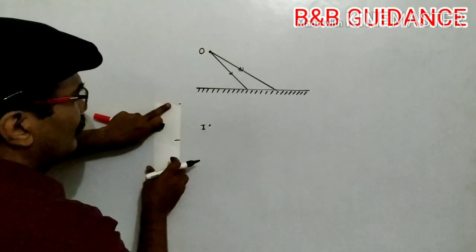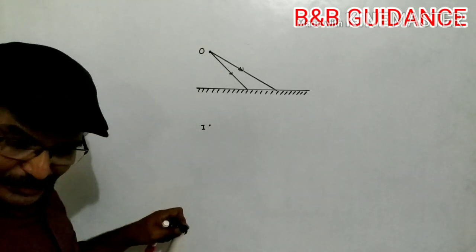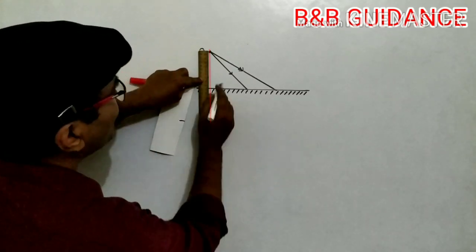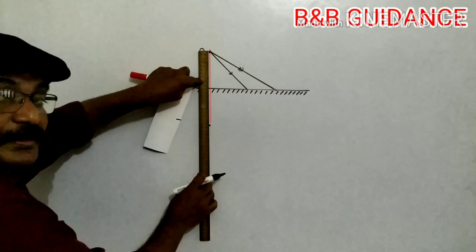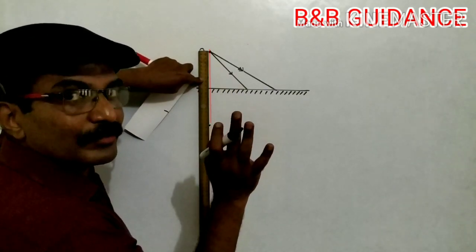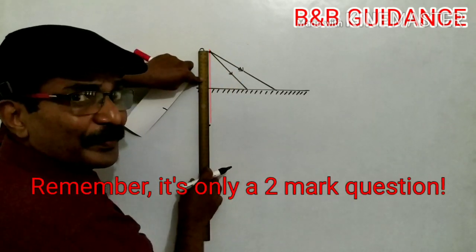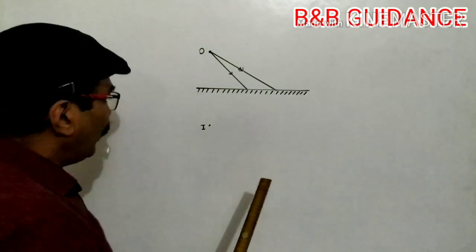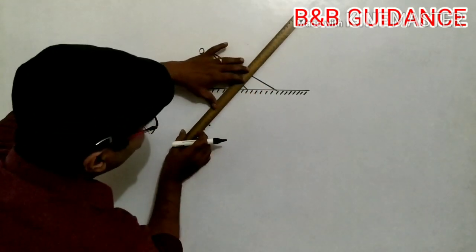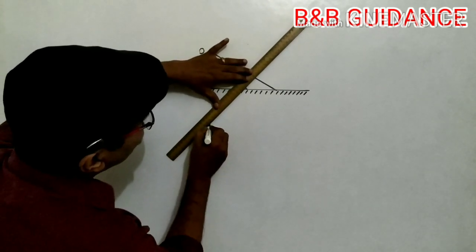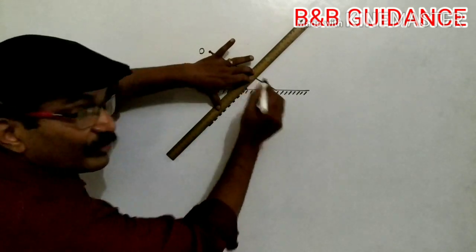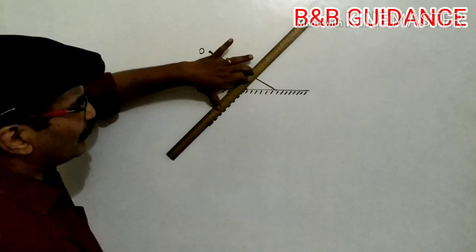If I join this OI, that must be perpendicular to the surface of reflection. But at least for the eye estimation of the examiner, that's enough. You are not measuring it exactly, okay? Well, then what will you do? Then you will keep the ruler like this, and from here till here you will make a broken line, till this point of incidence. That is behind the mirror.